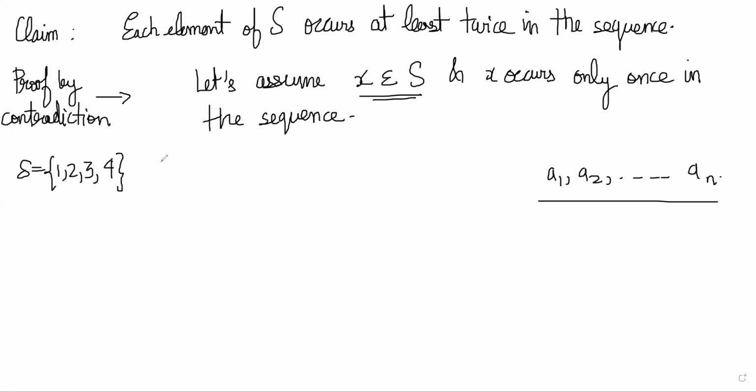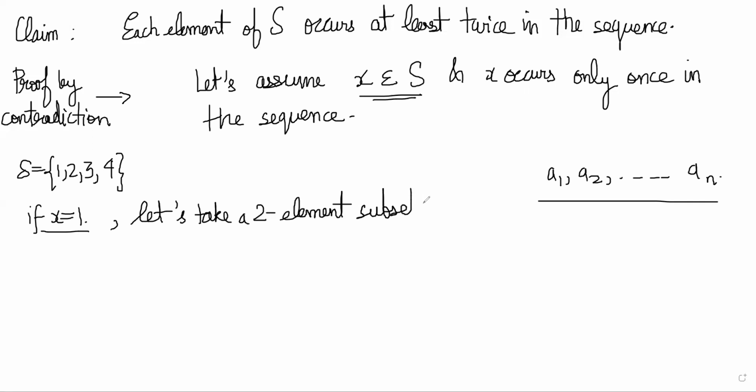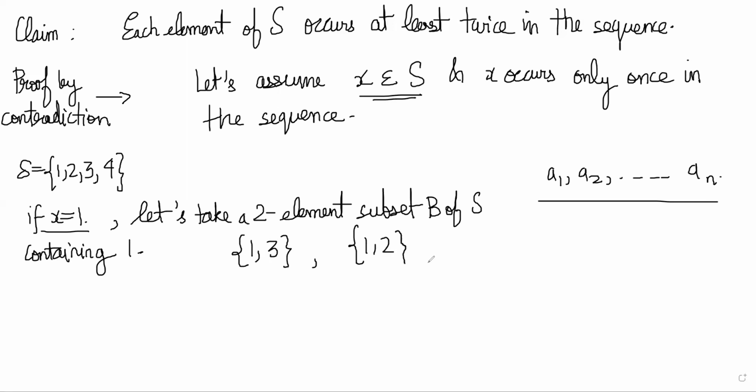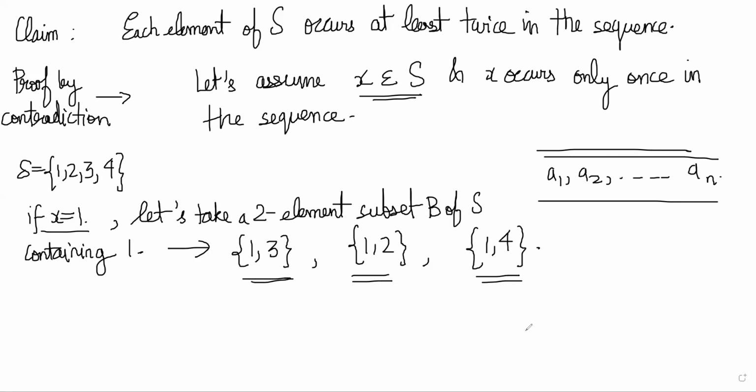So if X is equal to 1, let's take a two-element subset B of S containing 1. If X is 1, I can take two-element subsets like this: {1, 3}. I can also take {1, 2}. And I can also take {1, 4}. These are my possible two-element subsets B of S. Now, what I'm assuming is that this X equal to 1 occurs only once in the sequence. So the other numbers could be anything, but 1 comes here and it doesn't come anywhere else.